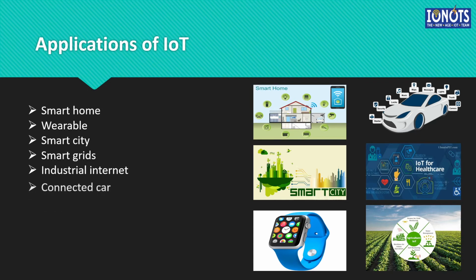Number 6, connected car. A connected car can access or send data, download software, updates, patches, and can also connect with other devices. It can also give the provision of Wi-Fi on board to the passengers.